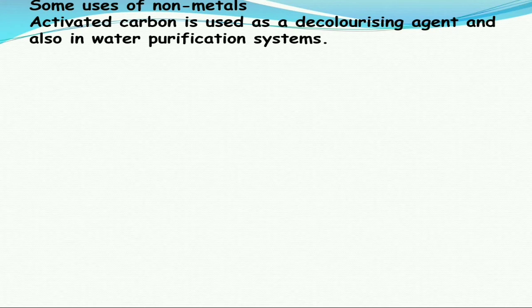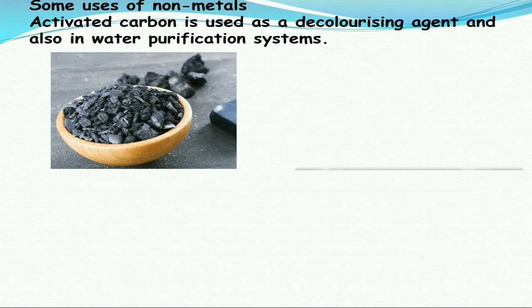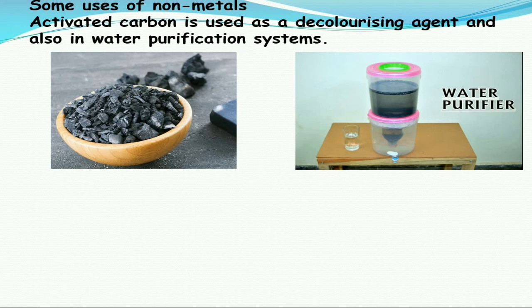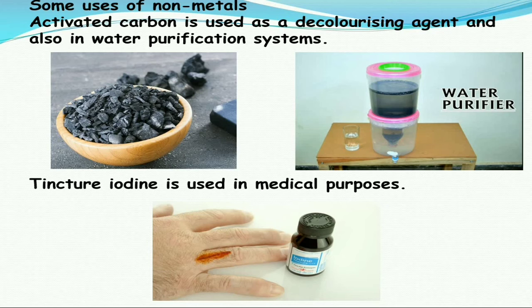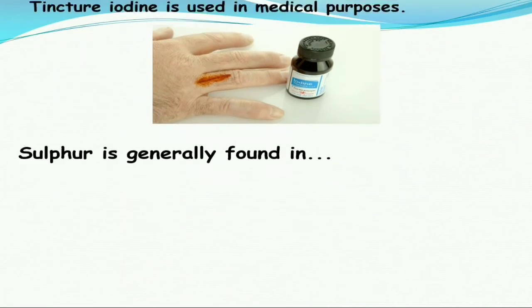Some uses of non-metals. Activated carbon is used as a decolorizing agent and also in water purification systems. This is the activated charcoal and this is the water purification system. And tincture iodine is used for medical purposes. So when you get a wound, it is used to clean the wound part.